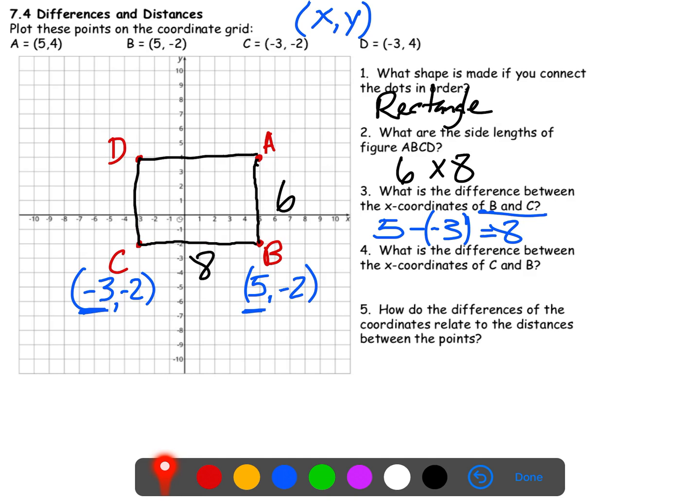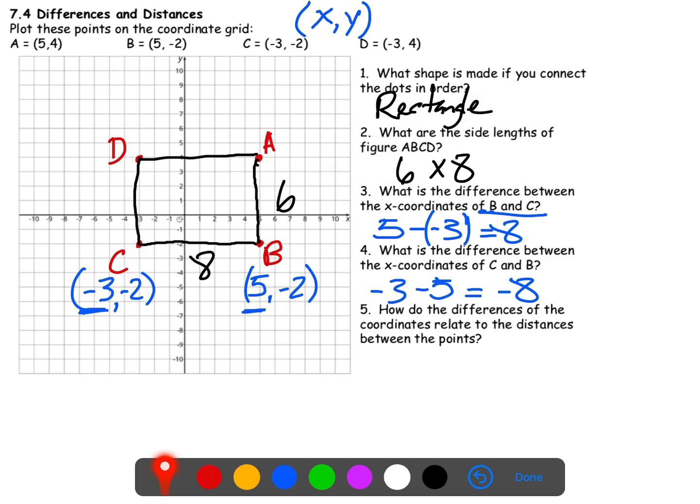Now, if we go the other way, what's the difference between the x-coordinates of C and B? We're going to reverse this subtraction problem. Remember, yesterday we talked about what happens if you reverse a subtraction problem. We get the opposite amount. So even without thinking, I know my answer is going to be negative 8, and that's just sending us in different directions. All right, lastly, how do the differences of the coordinates relate to the distances between the points?